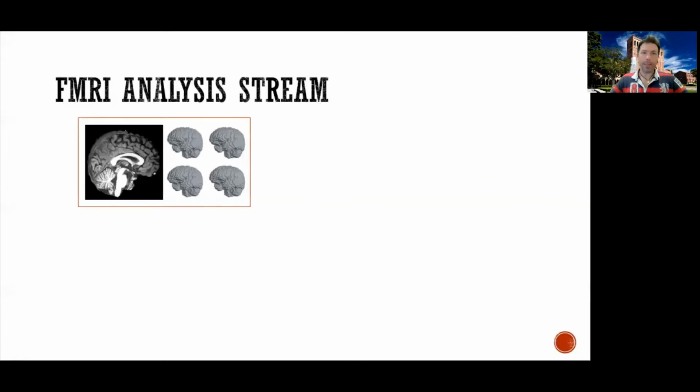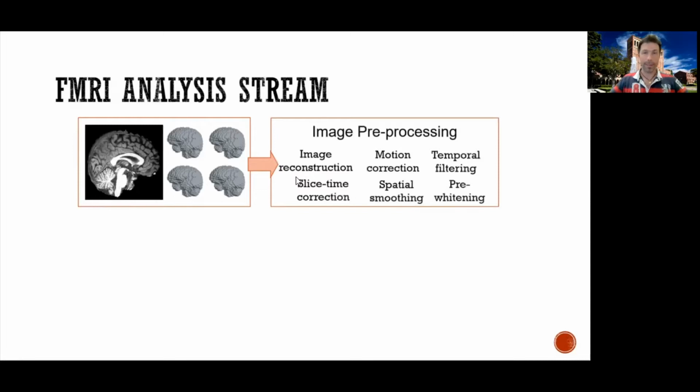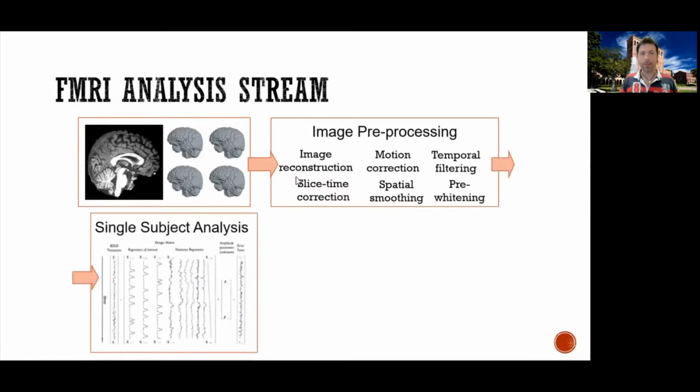So in the last few lessons, we've discussed how we can take a data set from one participant, in this case one structural image and a number of functional runs, and how we apply a number of pre-processing steps to the data. And then for every voxel of every run, we perform a single subject GLM.